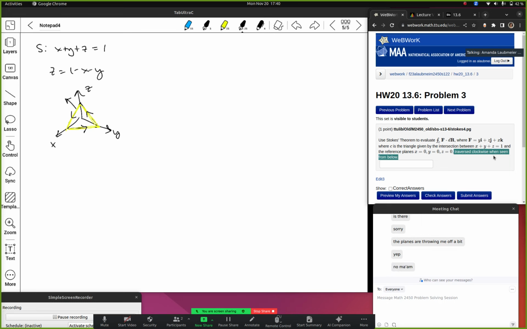Okay, so to do this problem, you're asked to evaluate this, but we're just going to go ahead and do this. And all the important parts are that we're going to have to calculate del cross F, which I trust that you can do. We're going to have to find the normal vector, and we did the hardest part so far, which is identifying the orientation.